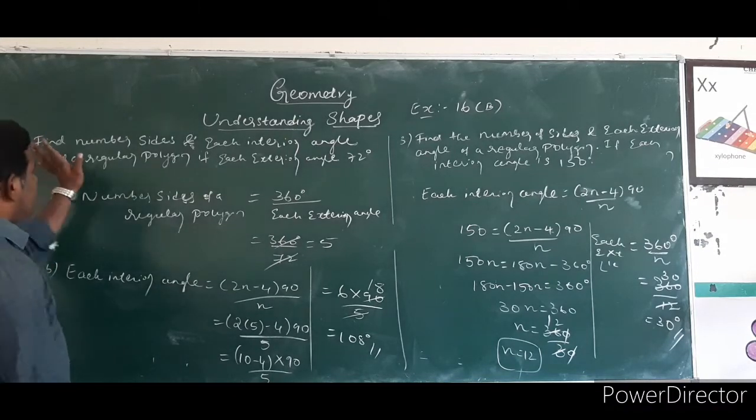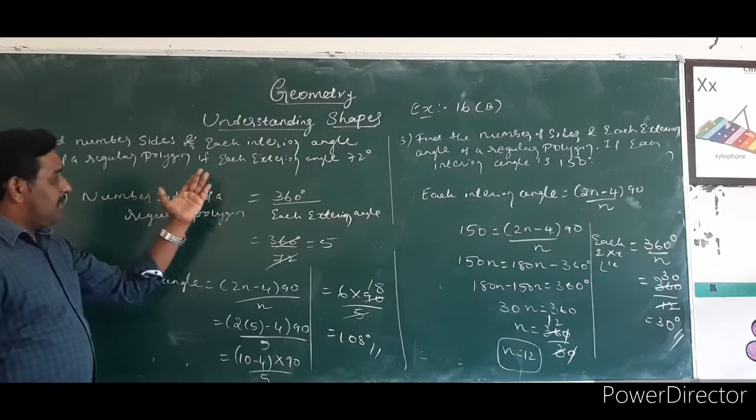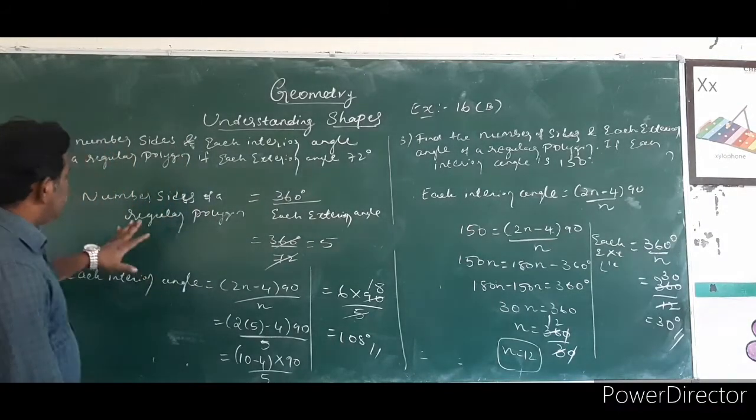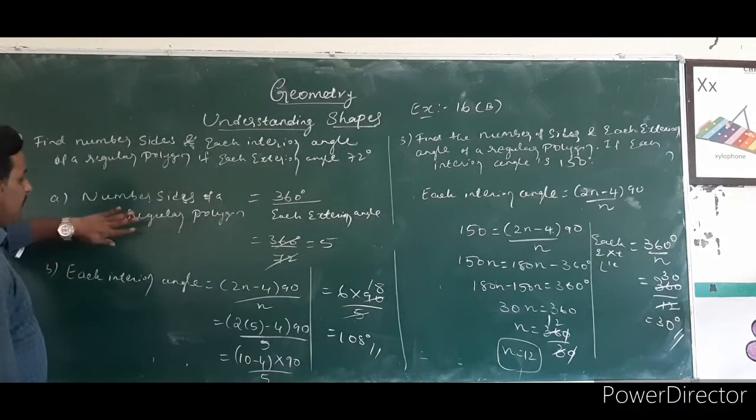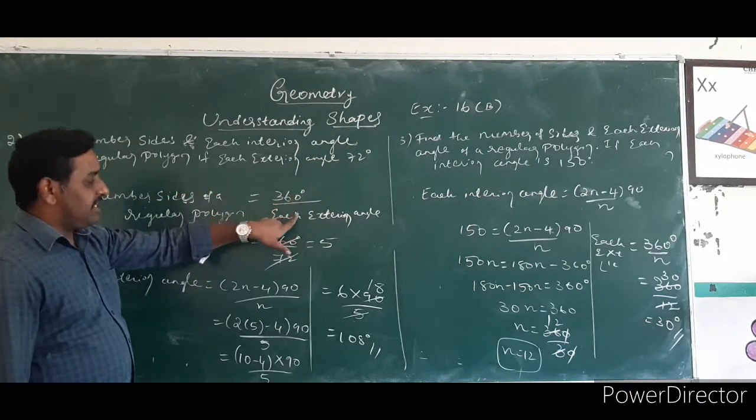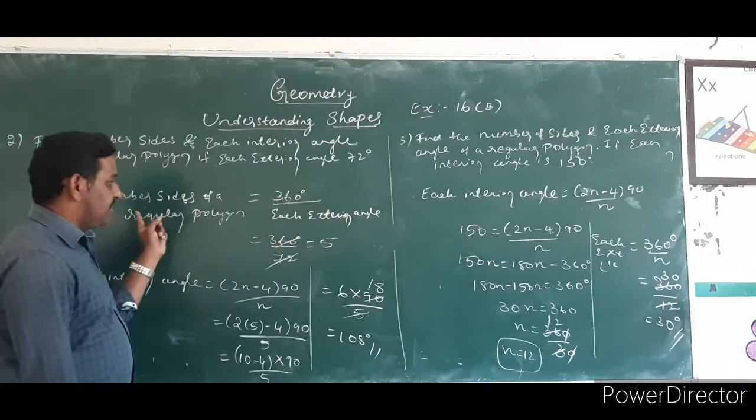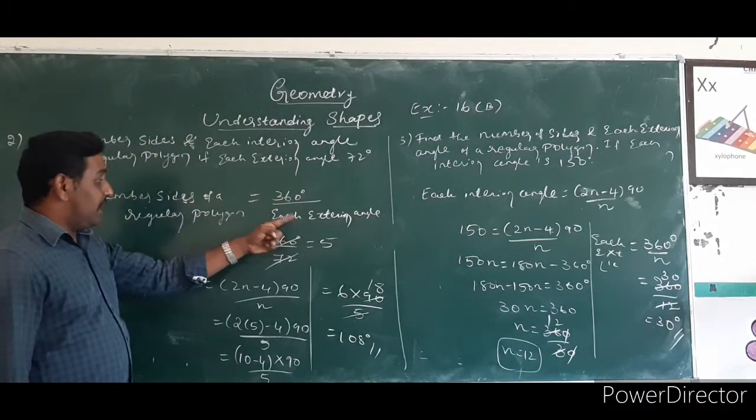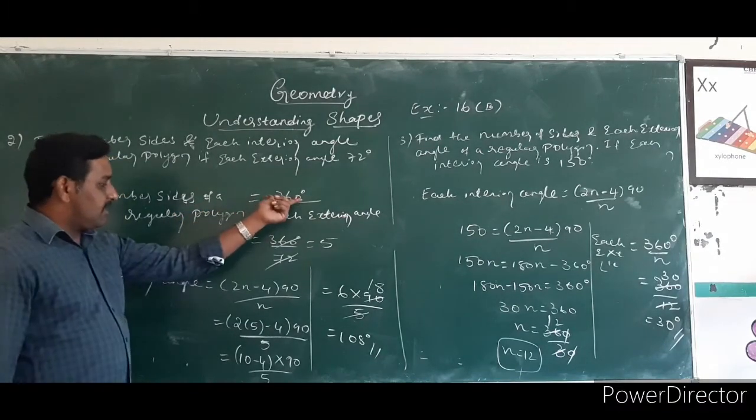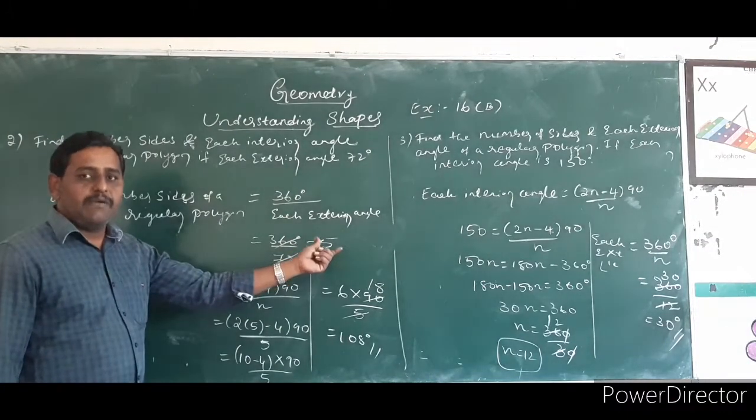In the second problem, find the number of sides and each interior angle of a regular polygon if the given exterior angle is equal to 72 degrees. First you have to find the number of sides. Number of sides of a regular polygon is 360 degrees divided by each exterior angle. The formula is each exterior angle equals 360 by n, so n shifts here. 360 by 72 gives the number of sides, n is equal to 5.